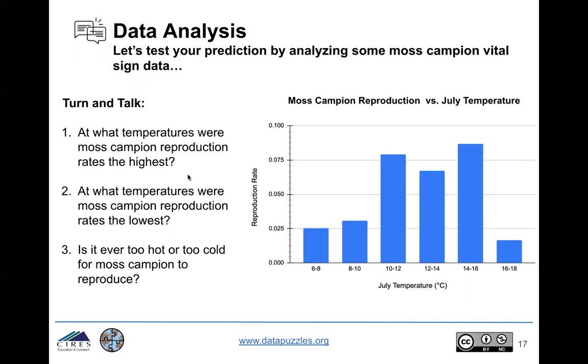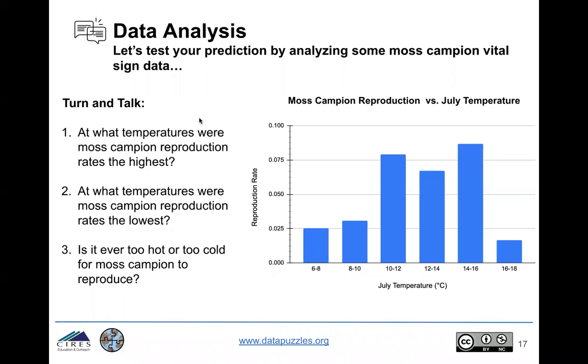So the prompts, right, after you look at the graph, we make sense of these different axes, what we're talking about here. Have students identify the temperatures where the moss campion reproduction rates were the highest. Dr. Bratton's research showed that it was an effective strategy to ask students to look for specific points and explain what was going on in those points.